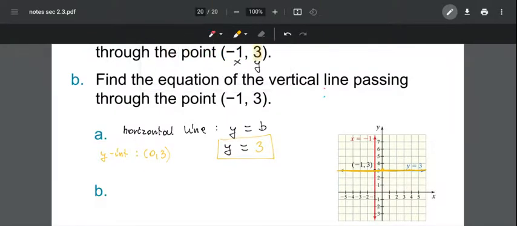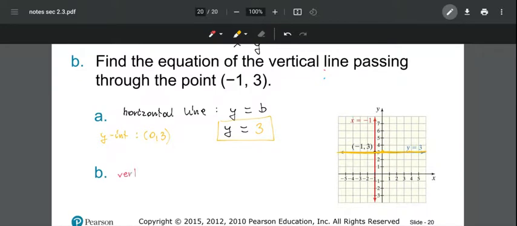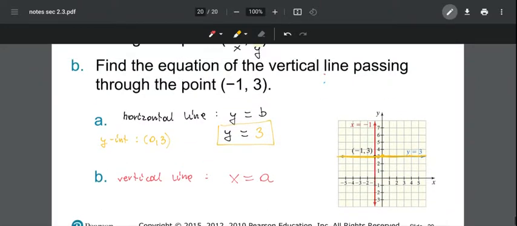So now the vertical line. That's the equation x equals a, where a represents the x-coordinate of the given point. So our vertical line will be x equals -1. Again, they gave you the point -1 comma 3, so the vertical line will go through that point. And like you see, every single point on the vertical line has x-coordinate equal to -1.